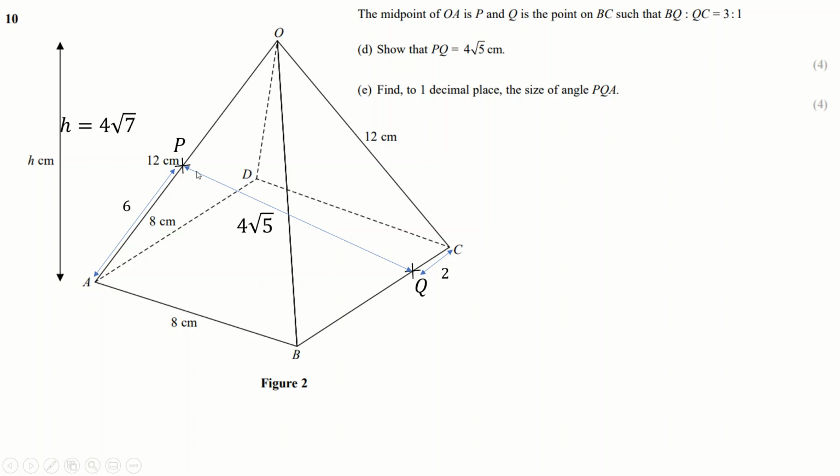Now again, rubbing out information here, I've got P to Q is 4 root 5. I want to know the angle P to Q to A.